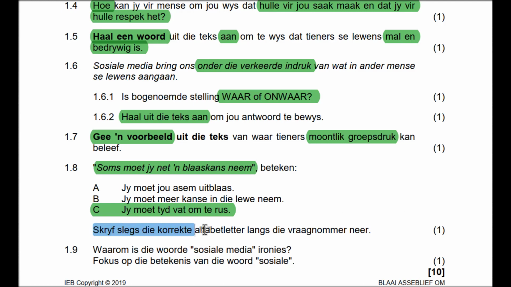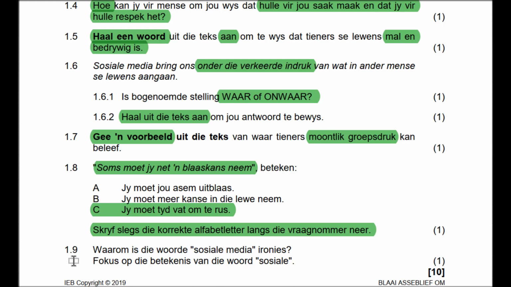Skryf die korrekte alfabetletter langs die vraagnommer neer. So hier het hulle 'n instruksie gegee vir daardie vraag. Jy moet slegs die vraagnommer en die alfabetletter neerskryf. So the instruction to this question continues and it says you only need to write the alphabet letter next to the number. You don't have to write out the entire sentence.